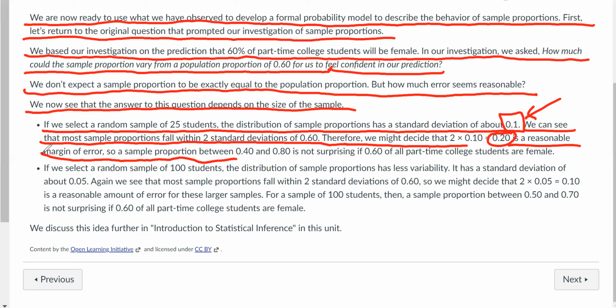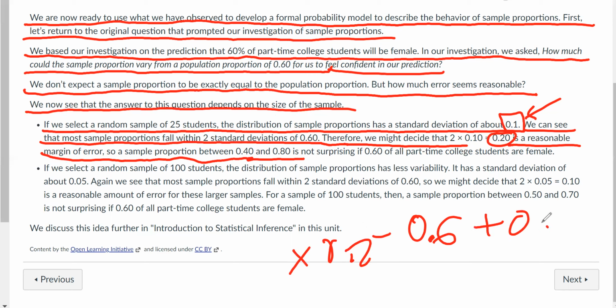So a sample proportion between 0.40 and 0.80, which is the original 0.60 minus 2 times the standard deviation and plus 2 times the standard deviation, minus would be 0.40, plus would be 0.80, is not surprising if 0.60 of all part-time college students are female.